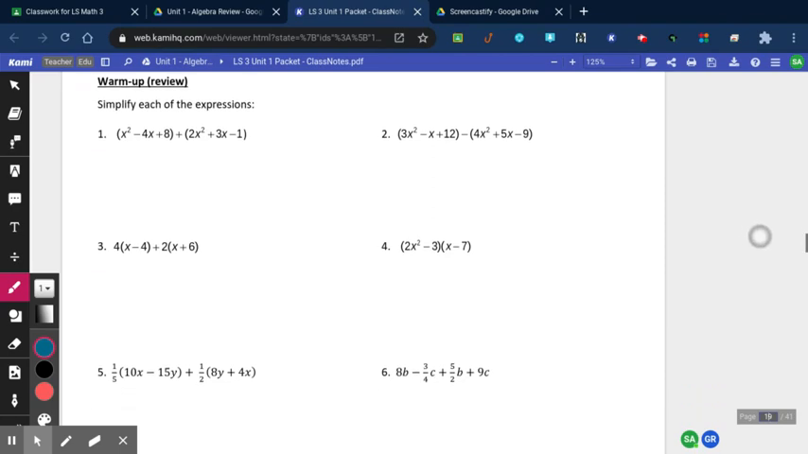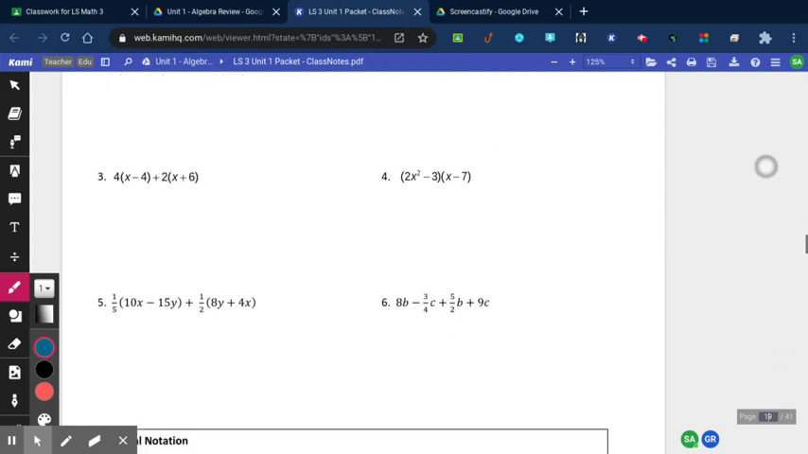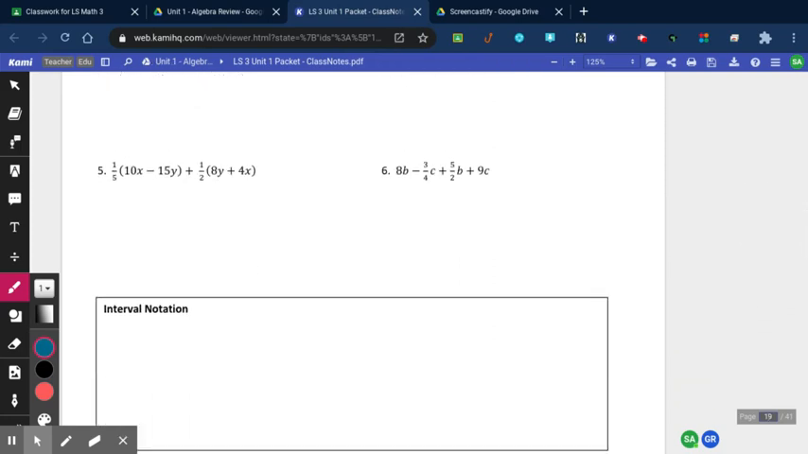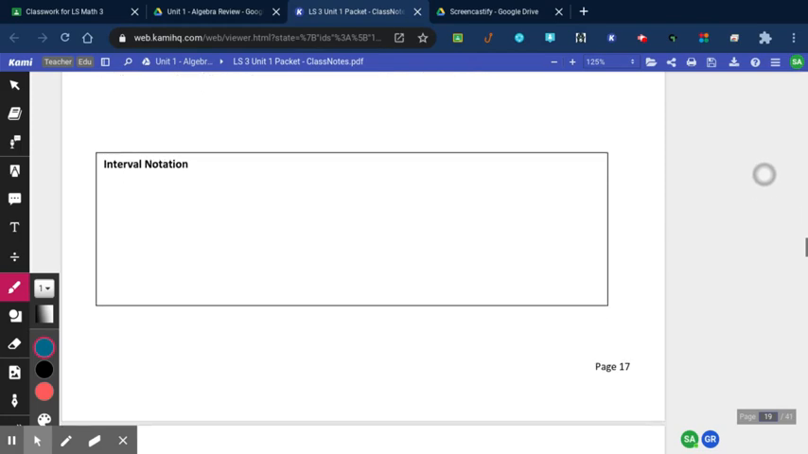This warm-up is stuff we've already been talking about throughout this unit. So you guys are going to do that in class as some practice. I'm going to jump right into some notes here.